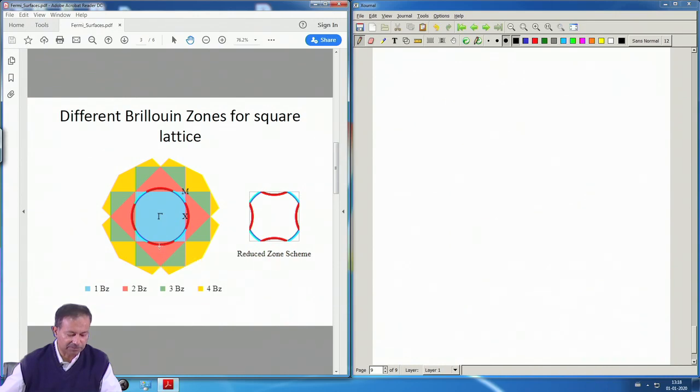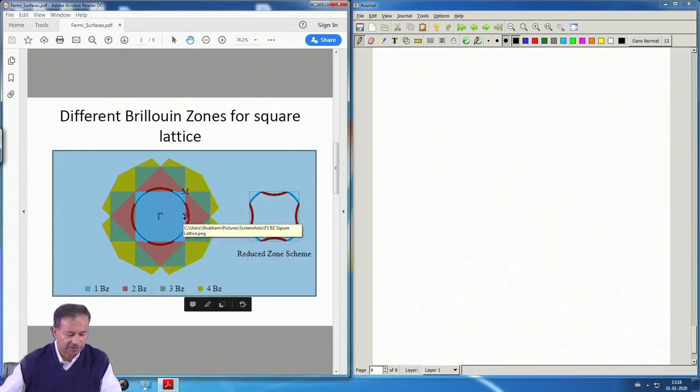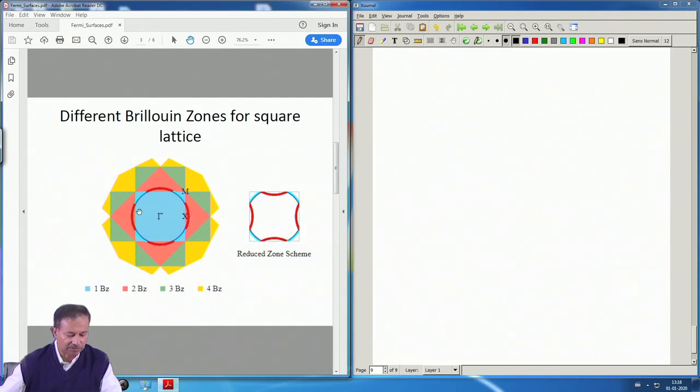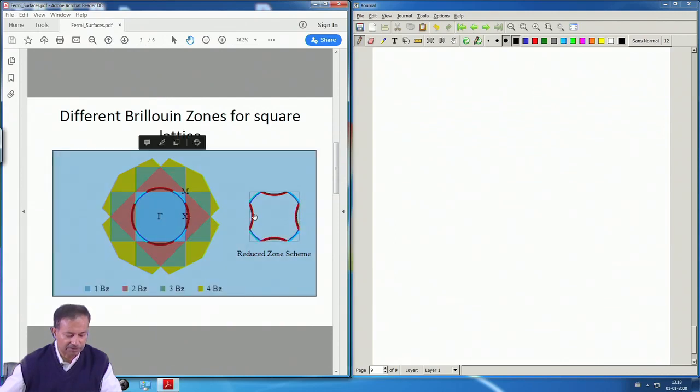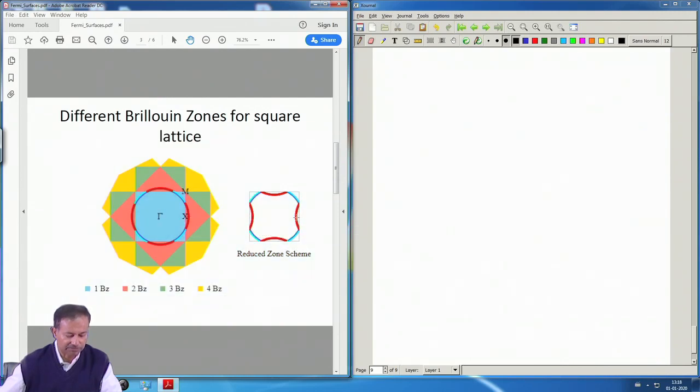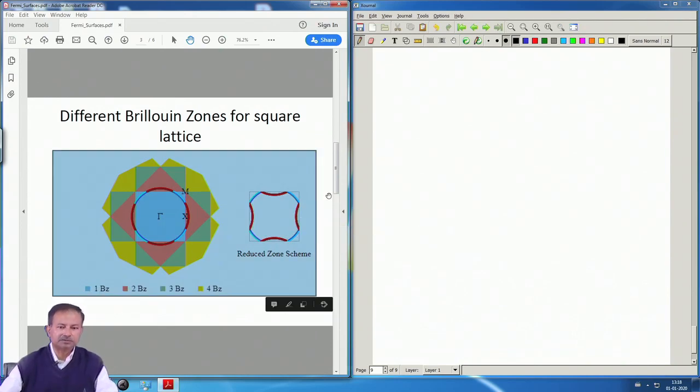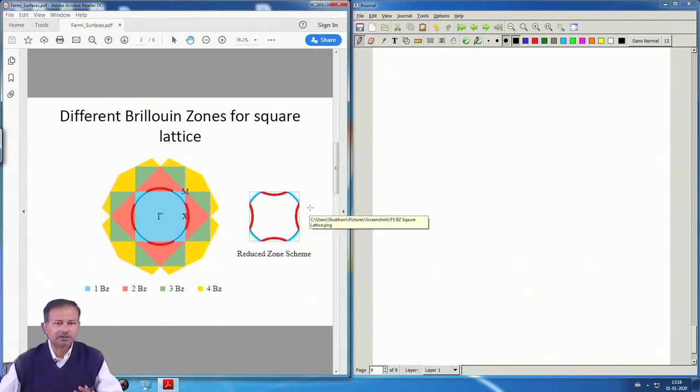This red region at the bottom has gone up to here at the top, and similarly this one on the left has gone to the right, and the right one has gone to the left. So, the right one has come here, the left one has come here, the red regions, and that is how the prescription to draw the Fermi surface in a reduced Brillouin zone scheme works.